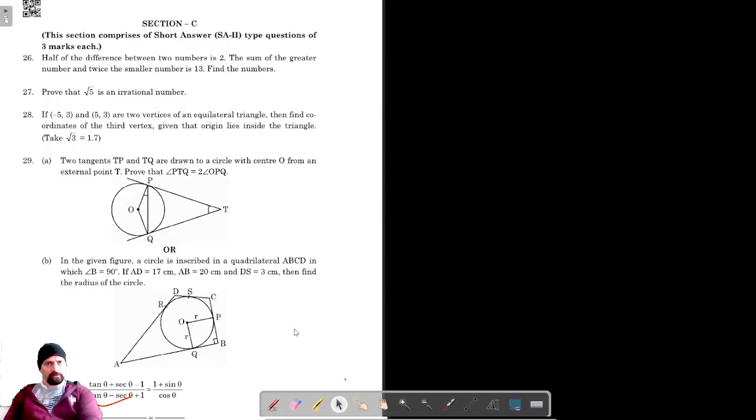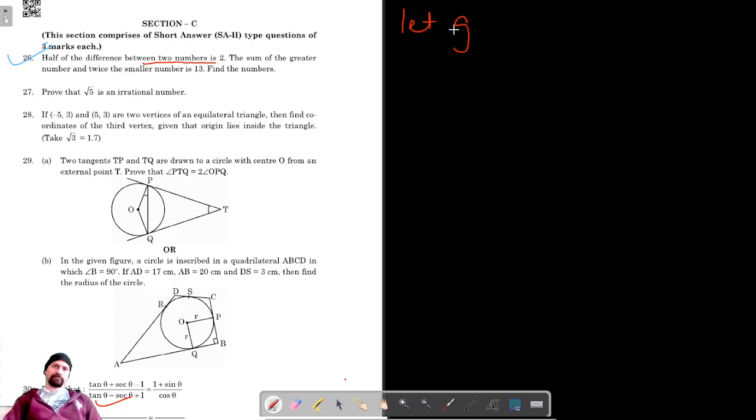So we are on section C, and this section comprises short answer type questions of 3 marks each. So let's move on to the first one, 26. And it's given that half of the difference between two numbers is 2.